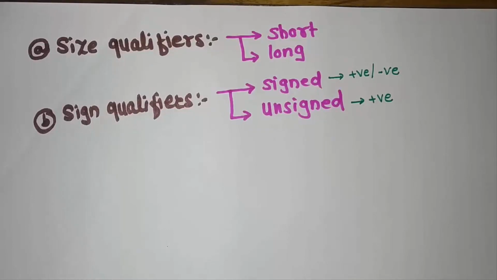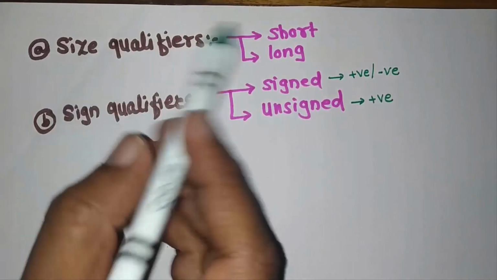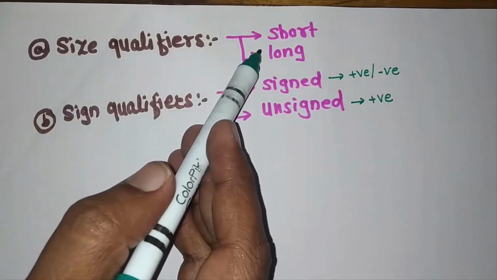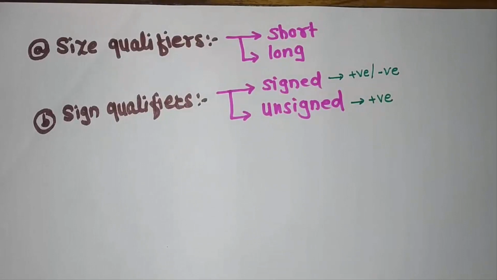This is because in signed type the leftmost bit is used to represent the sign, while in unsigned type this bit is also used to represent the value. Here the size qualifiers, that is short and long, can be applied to integer type to get the types short integer and long integer. The qualifier long can be applied to double to get type long double, which stores extended precision floating point numbers.